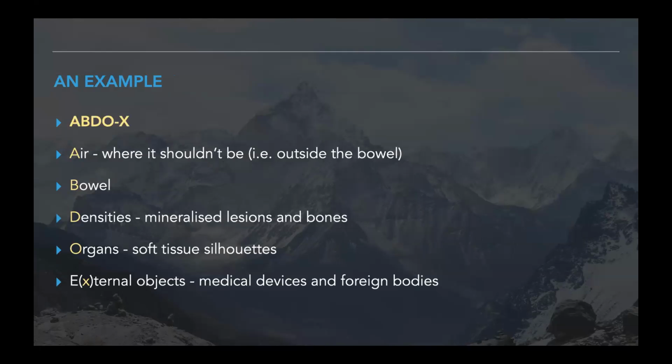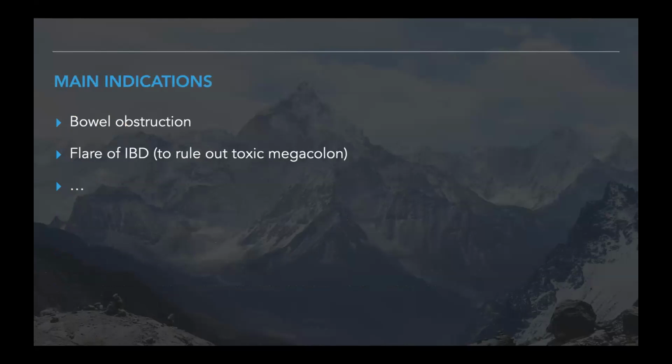This is an example of a structure that you can use to interpret abdominal radiographs. Abdo X, so A is air where it shouldn't be, i.e. outside the bowel. B is the bowel, D is densities, so mineralized lesions like gallstones, renal calculi, the bones, and then O, the organs, so the soft tissue silhouettes, which are poorly assessed on abdominal radiographs anyway. And then the X is for external objects like medical devices and foreign bodies. Again, you can use whatever system you like as long as you have a structure.